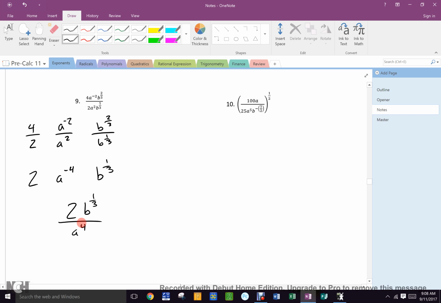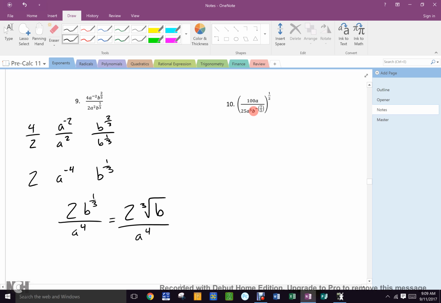Yes, I can. What if my teacher says, I don't want any rational exponents? I want all my exponents to be whole numbers. So what should I do? 2 times the cube root of what? B to the first power. Would I ever write a first power? Nope. Over a to the 4th.